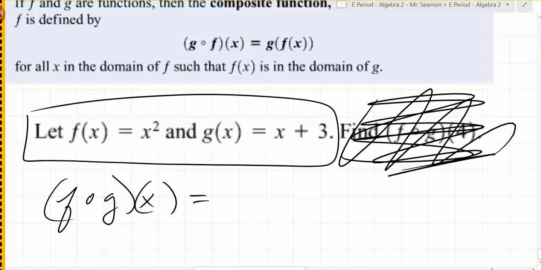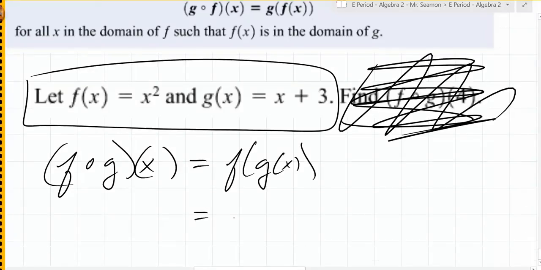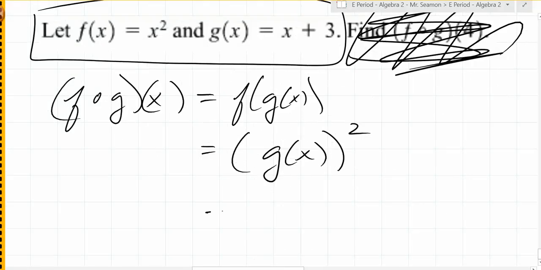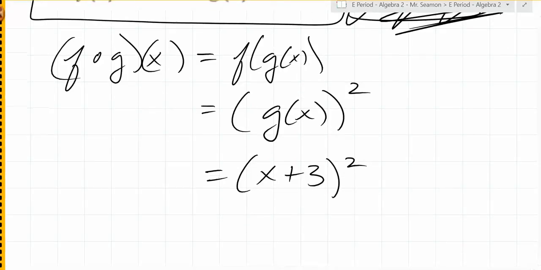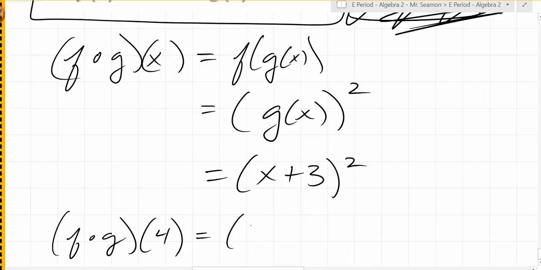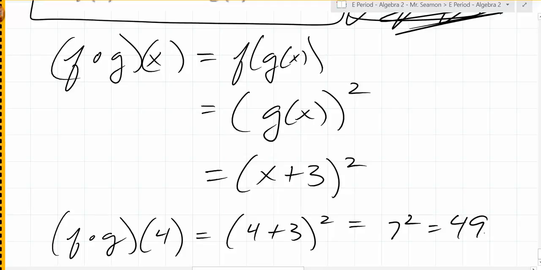Do that right now. What are you plugging into what here? You're plugging which function into f? So you're plugging g in. What is f? It's x squared. So instead of that, you're plugging in g. And what is g? So it's going to be (x plus 3) squared. So what happens if I ask you, what's f of g of 4? 4 plus 3 is 7, squared, which is what? 49. Exactly. Okay.